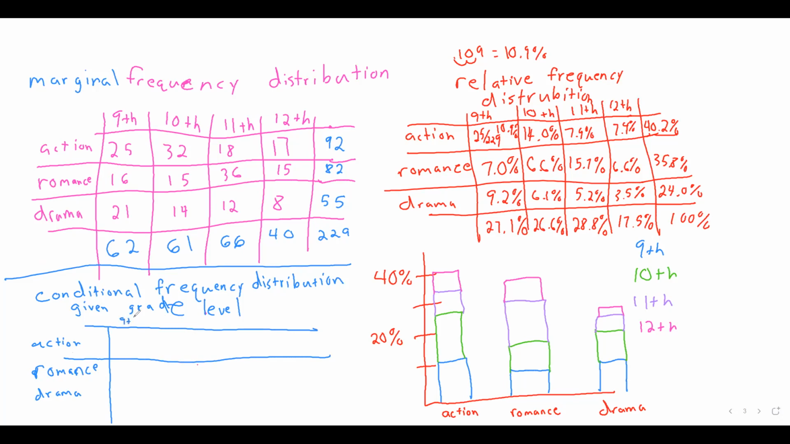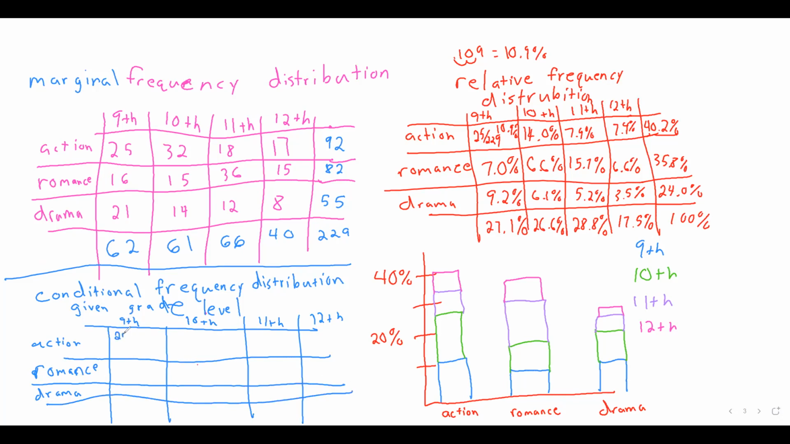So here I've got 9th, with a little extra room there. 10th. 11th. 12th. Okay, so action for 9th. Instead of doing 25 divided by 229, I'm doing 25 divided by my total 9th graders, which is 62. That's 40.3% of my 9th graders prefer action.